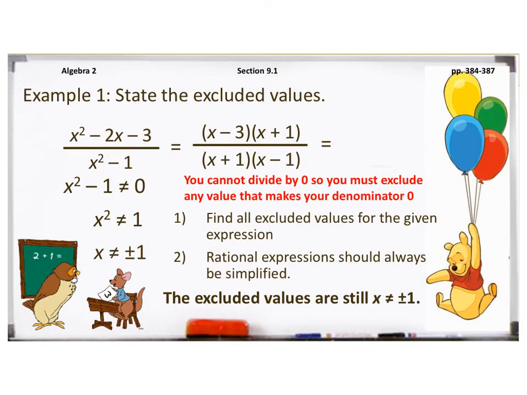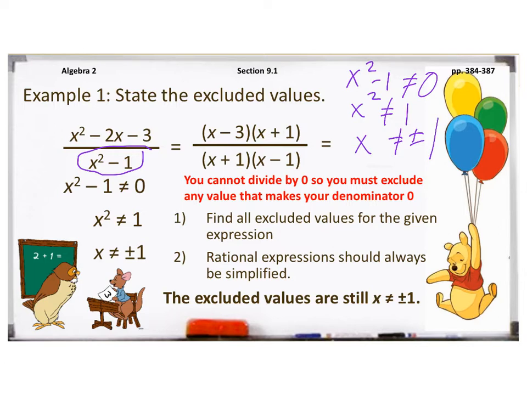All right, so example 1, state the excluded values. Okay, this is just looking at what's going to make your denominator 0. Find all excluded values. For this first one, we look at this denominator and we say, okay, we do not want x squared minus 1 to equal 0. So that means x squared cannot equal 1, which means that if we square root that, x cannot equal plus or minus 1.